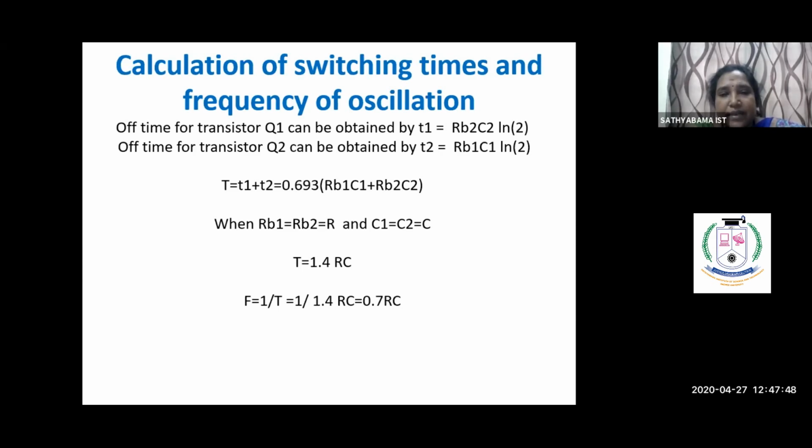Taking this approximation in the equation, it is R into C, and consolidating, T is equal to 1.4 R into C. In the next equation you can view the frequency. It is the inverse of the time period, so it is equal to 0.7 divided by RC.